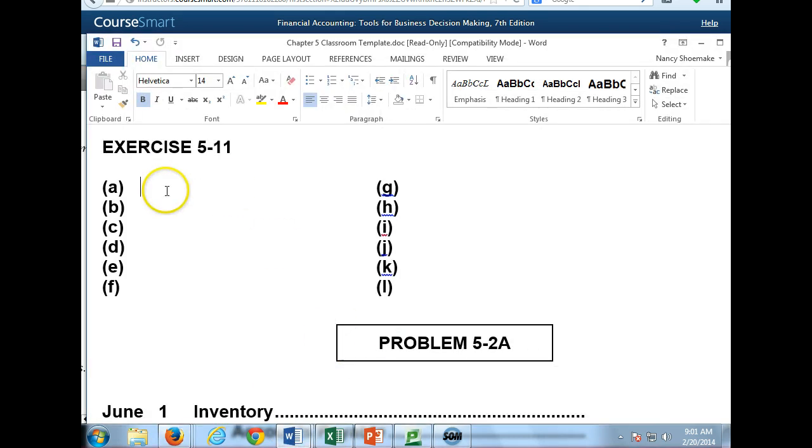$1,500 minus $80 is going to give us $1,420, which is net purchases. Does that make sense?